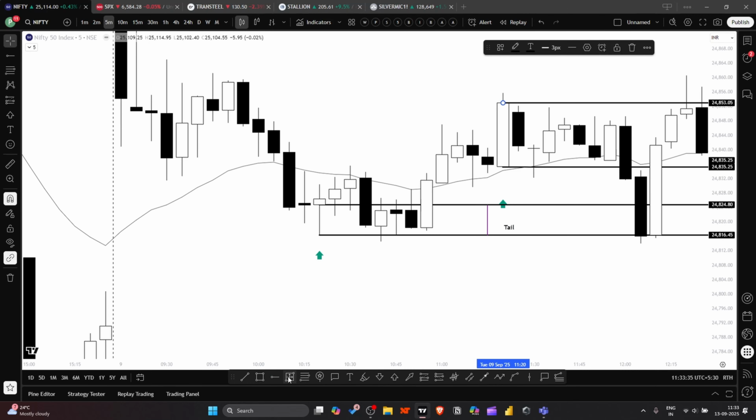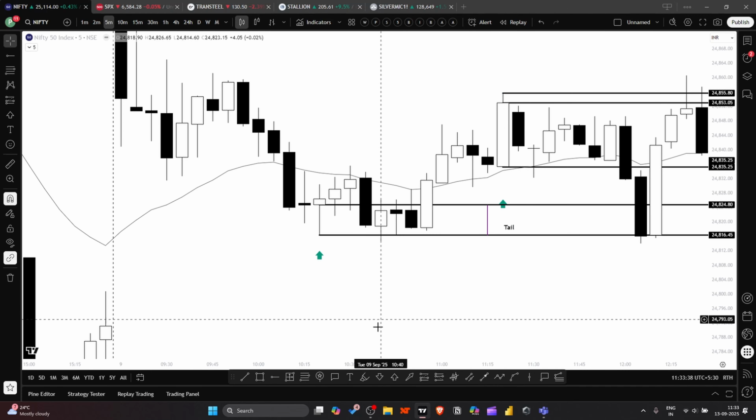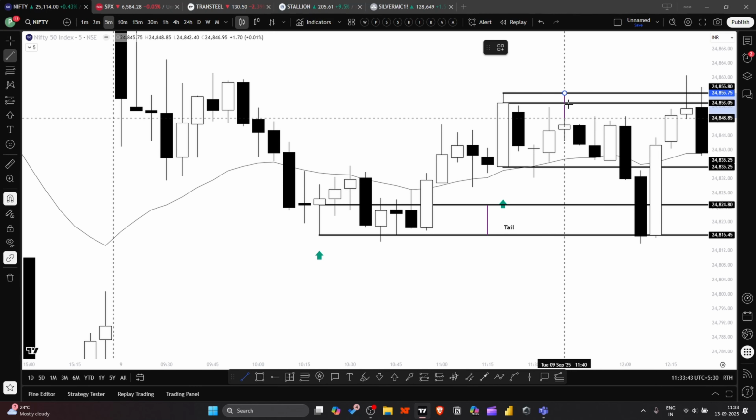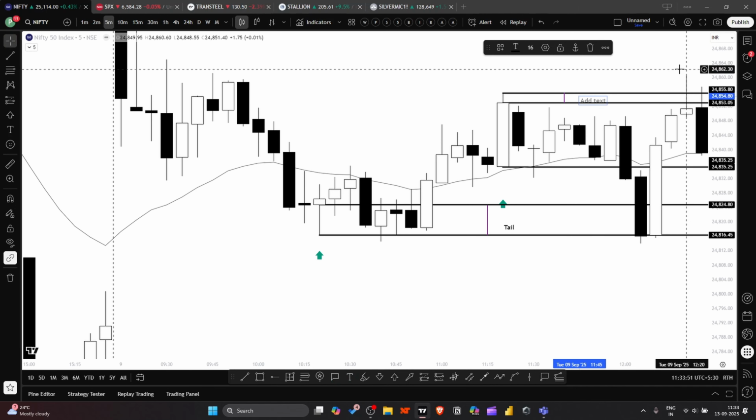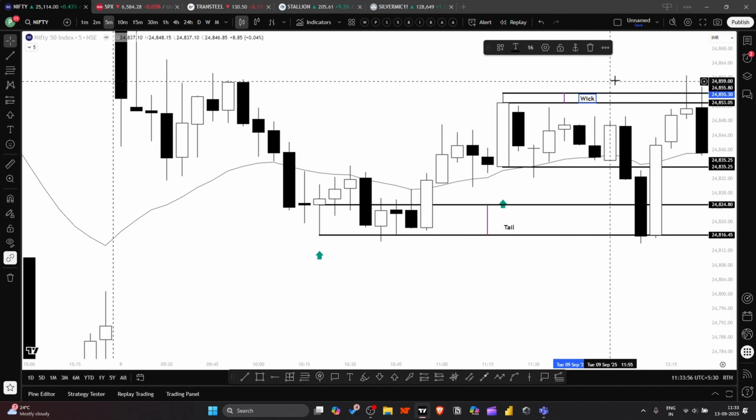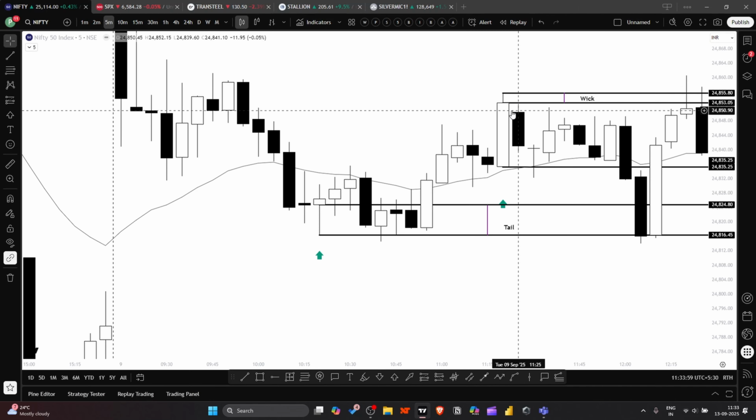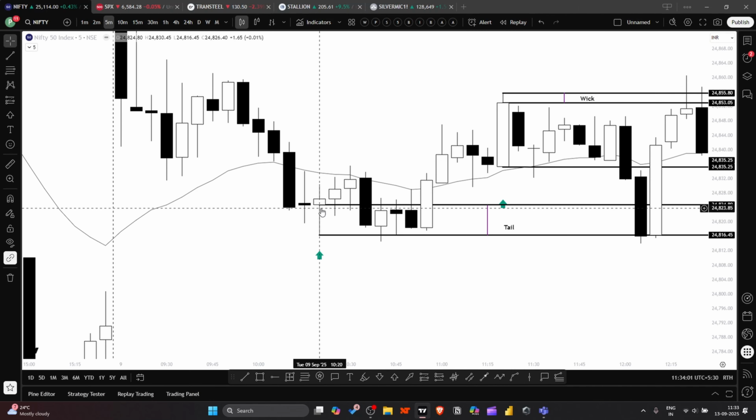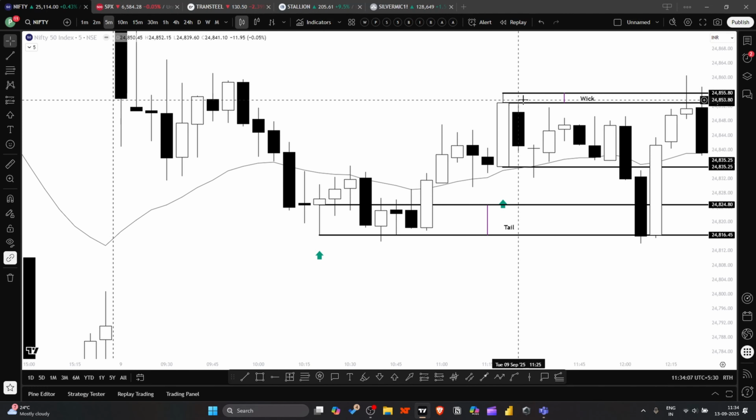Now, similarly, the distance from close to high of a bull candle is called the wick. For a bull candle, the price difference between the open and the low is called the tail. The price difference between close and high is called the wick. Okay.